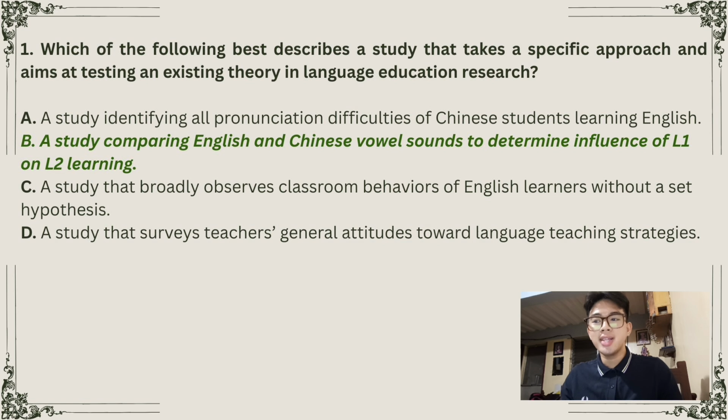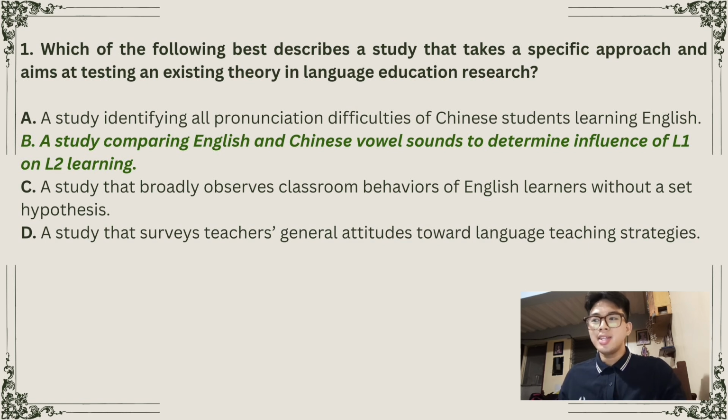Now, the case here is that your first language, which is your L1, affects how you pronounce a second language, which is the L2. In addition to this is classic deductive research. You start with a theory and decide to study to confirm it or challenge it. Now, what about the other options? Letter A sounds good at first, but it's too general in scope. It's more about discovering difficulties than testing a specific theory. So it's more of hypothesis generating rather than hypothesis testing study.